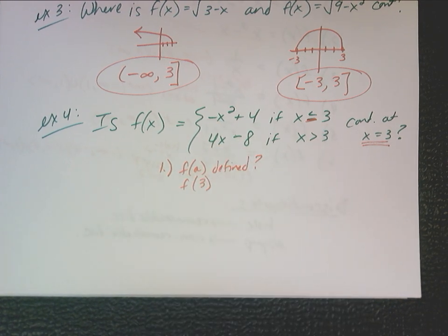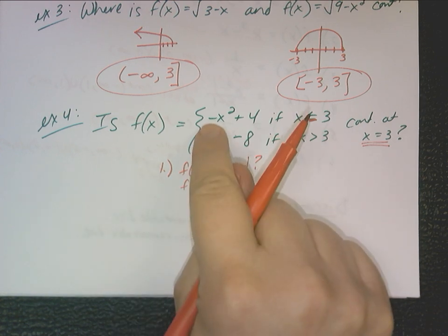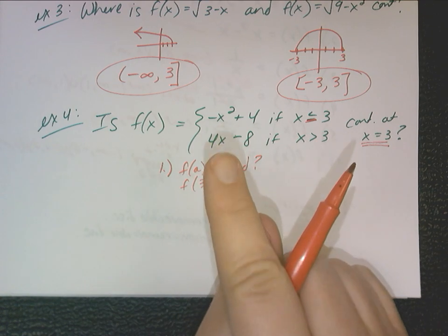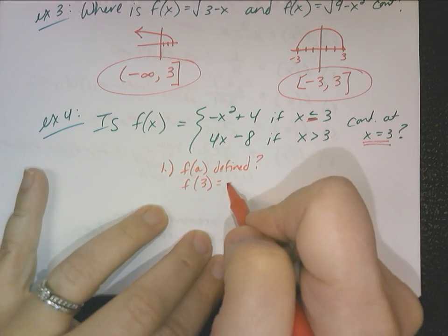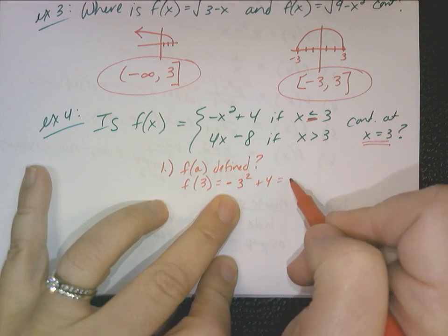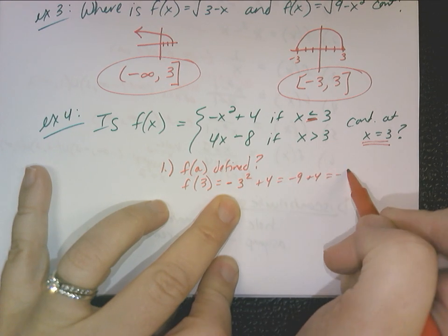Negative 5. Why don't I square that? Because it's not in parentheses. Oh, my brilliant children, you are my brilliant children, okay? Negative 3 squared, just the 3 is being squared plus 4, so that's negative 9 plus 4, which is negative 5. Write that down if you don't remember.